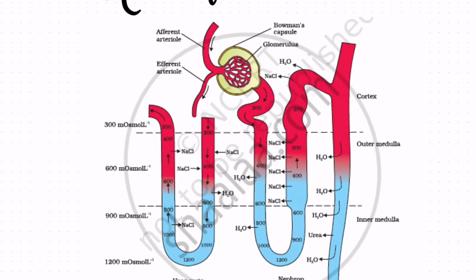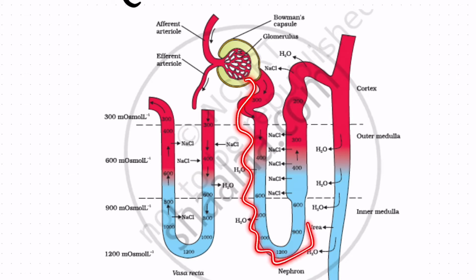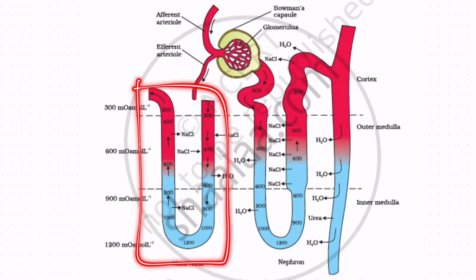The another component is the Vasa recta. This Vasa recta is nothing but one of these peritubular capillaries, capillaries surrounding the tubules. So it is named as Vasa recta, and again in the Vasa recta the direction of blood is opposite, parallel, and they lie in a very close proximity. This also forms a counter current.